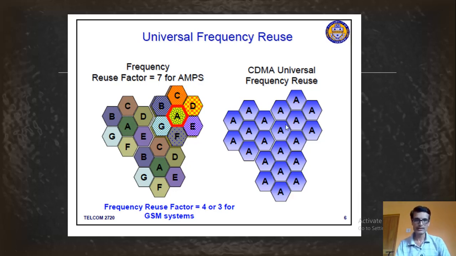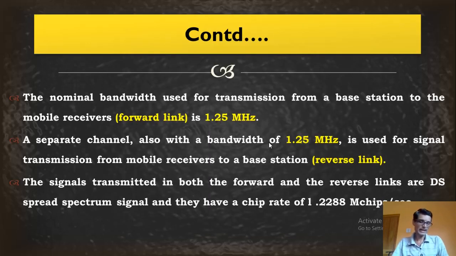But in CDMA, since we are spreading over a large bandwidth, the entire bandwidth, the frequency reuse factor is 1. That means we can use the same frequencies in all the cells, irrespective of the cluster or within the cluster. That is the meaning of frequency reuse factor. Fine. Okay, now I'll go to the next part.